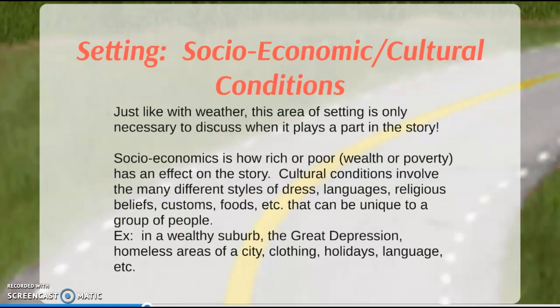Social, economic, cultural conditions. Just like with weather, this area of setting is only necessary to discuss when it plays a part in the story. Social economics is how rich or poor, wealth or poverty, has an effect on the story. Cultural conditions involve the many different styles of dress, languages, religions, beliefs, customs, food, etc. that can be unique to a group of people. A good example of this is the Great Depression, homelessness in an area, and wealthy suburbs.